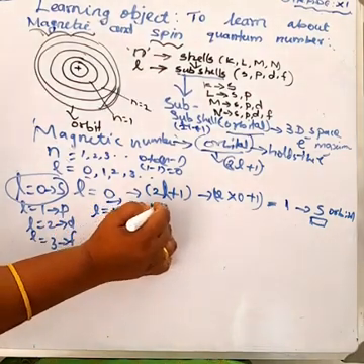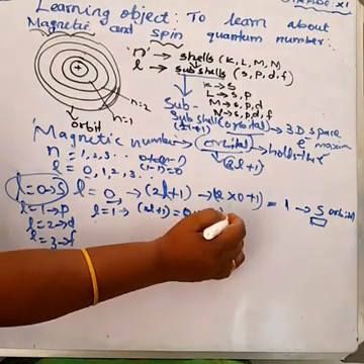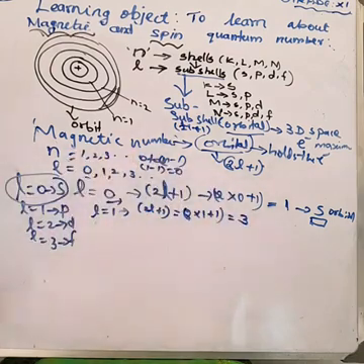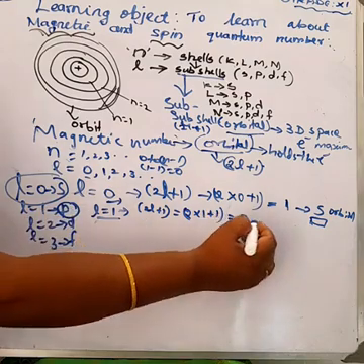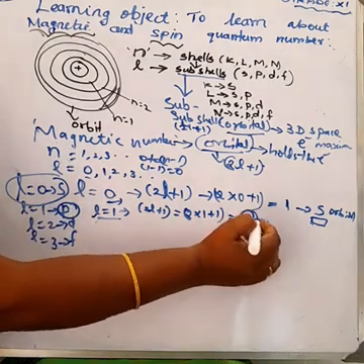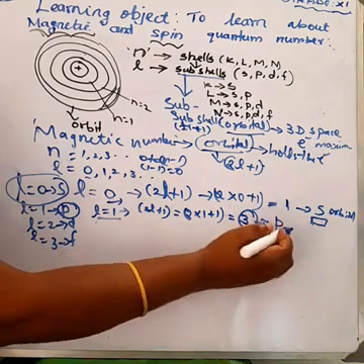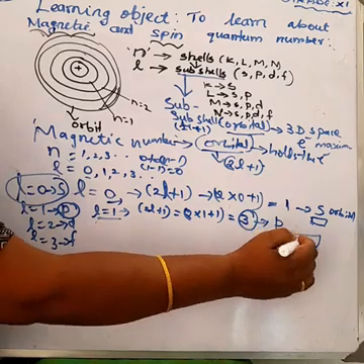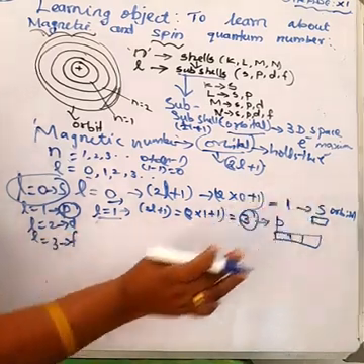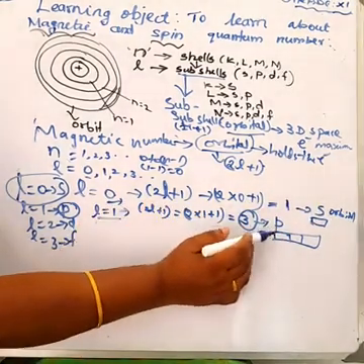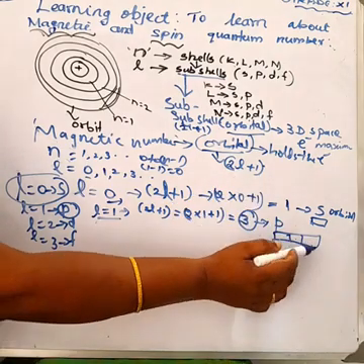So 2 into 1 plus 1 is equal to 2 into 1, 2, 2 plus 1, 3. When L is equal to 1, it means the P subshell. How many orbitals does the P subshell have? 3 orbitals. We call this the P orbital. So how many orbitals does the S subshell have? Only one orbital. We call this the S orbital. And how many orbitals does the P subshell have? 3 orbitals. We call this the P orbital.